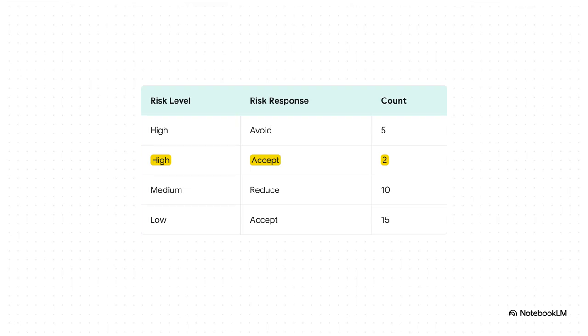We can now group our risks by their level and their planned response. So we see 5 high risks are set to be avoided. Okay, that makes perfect sense. But hang on, look at that second line. We have 2 high severity risks where the planned response is to accept it. That is a massive red flag.